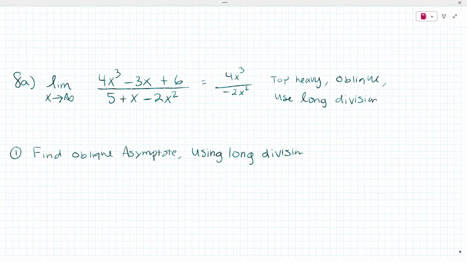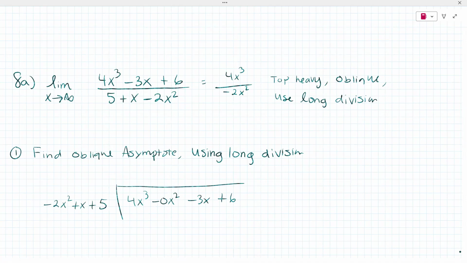Okay, so the numerator goes inside the box, the denominator goes outside. I want to make sure everything's in order. If you're missing a power, just replace it with 0. On the numerator, we have 4x cubed minus 3x plus 6, and we're missing the power 2. So it's going to be 4x cubed minus 0x squared minus 3x plus 6. Then you do the same thing on the bottom, in order. We're not missing any power, so it's going to be negative 2x squared plus x plus 5.